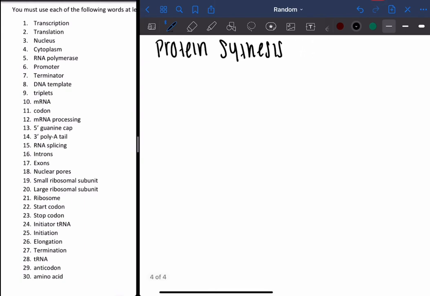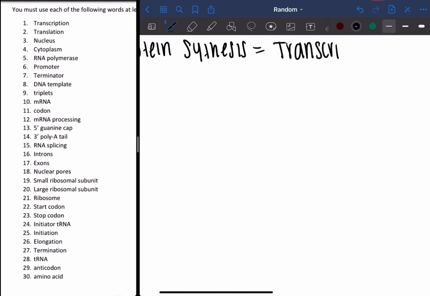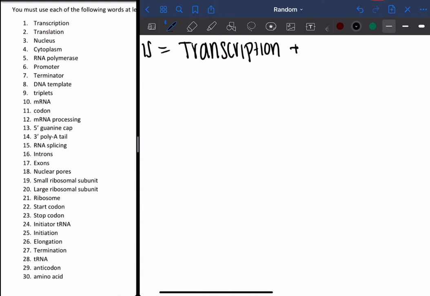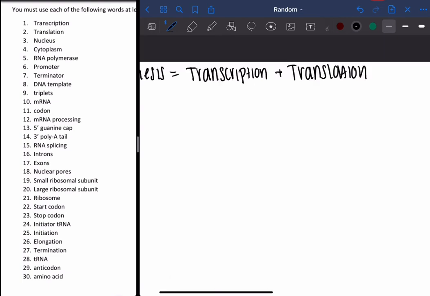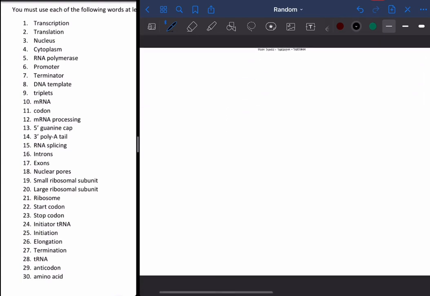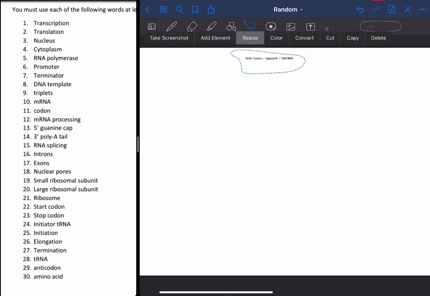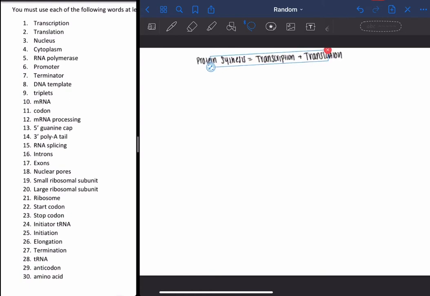Protein synthesis also consists of two different processes. Those go by transcription and translation. I wrote that really small.